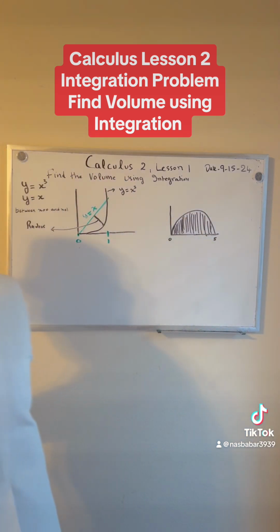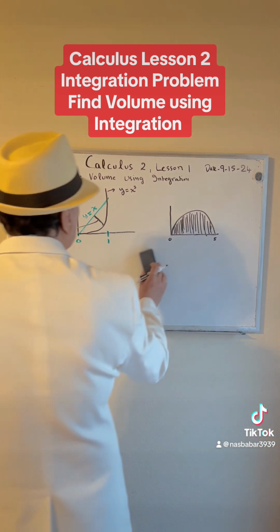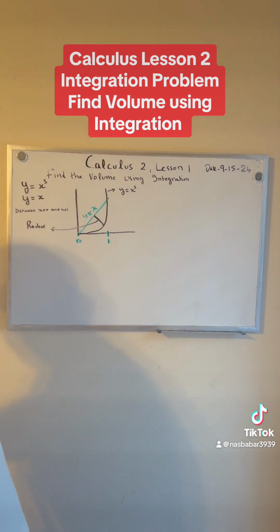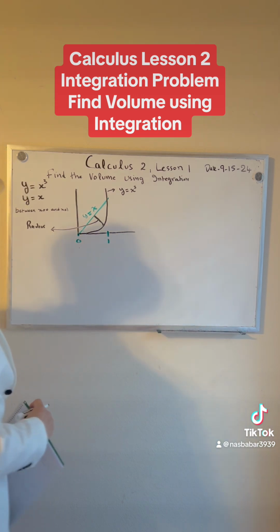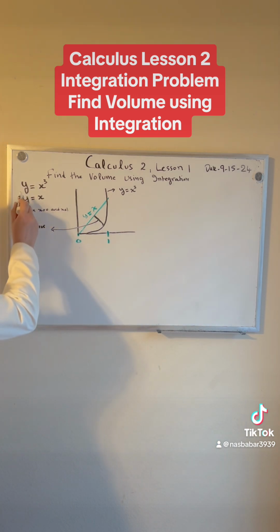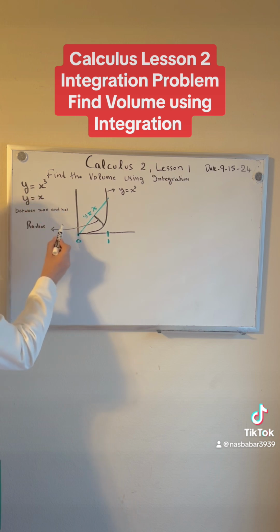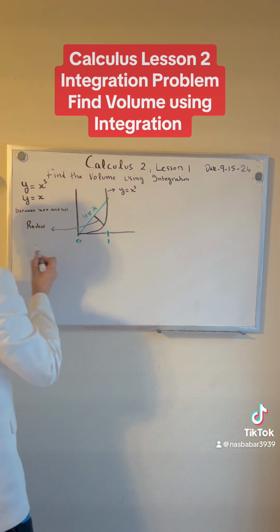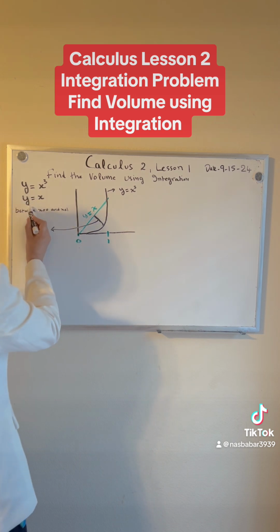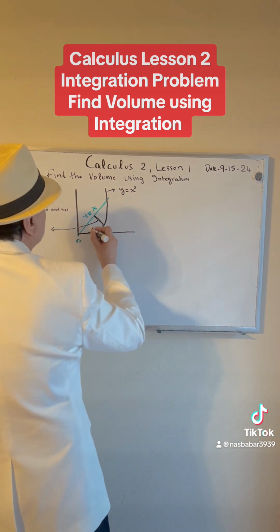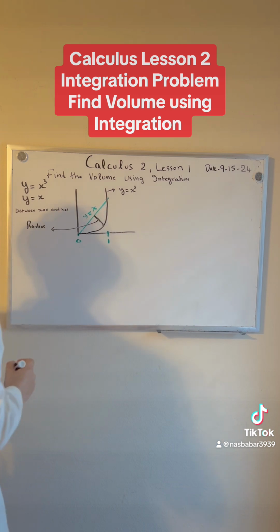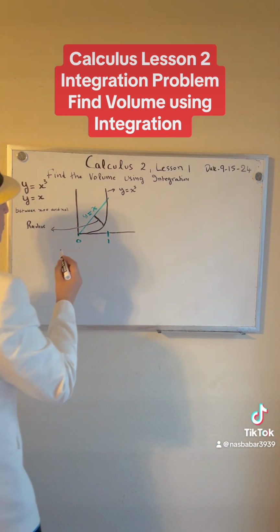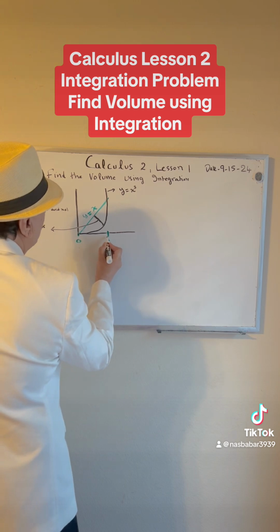So I do have a problem on the board, which basically says find the volume using integration. You have two functions, y is equal to x cubed, which is the one in black marker right here, and then we have a function which is y is equal to x, which is basically a straight line. And they want us to find the volume between 0 and 1.